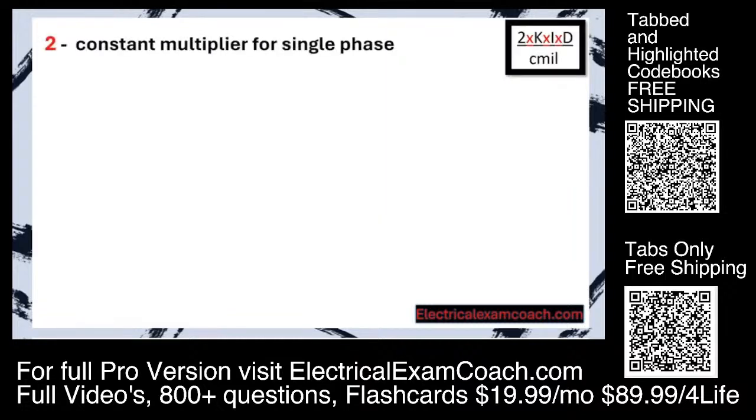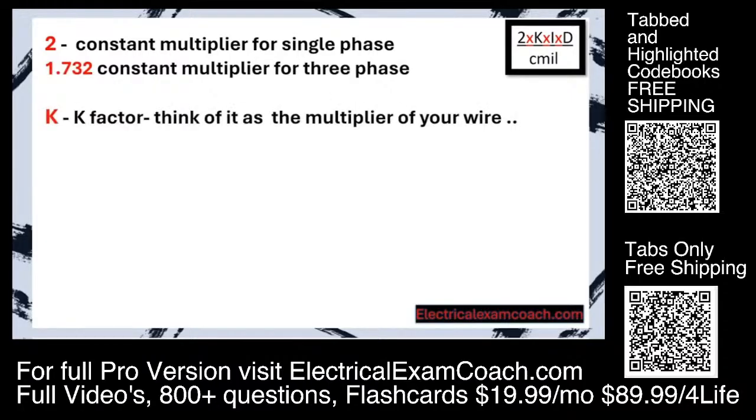2 is going to be our constant multiplier for single phase. If we're doing 3-phase, we're going to use 1.732 as our multiplier. K is going to be the K factor, and I want you to think of it like a multiplier for your wire. For copper, it's 12.9, and aluminum, it's 21.2.